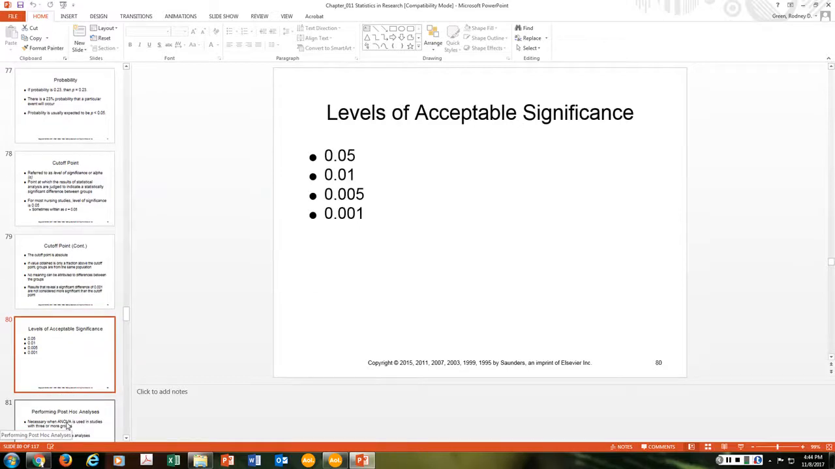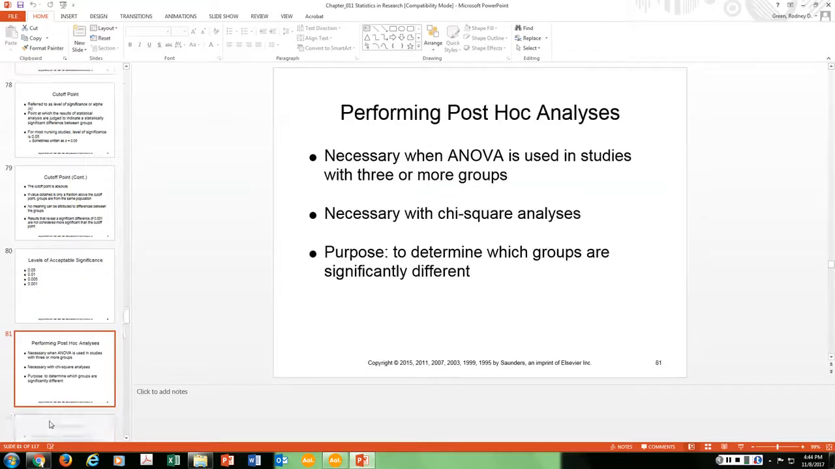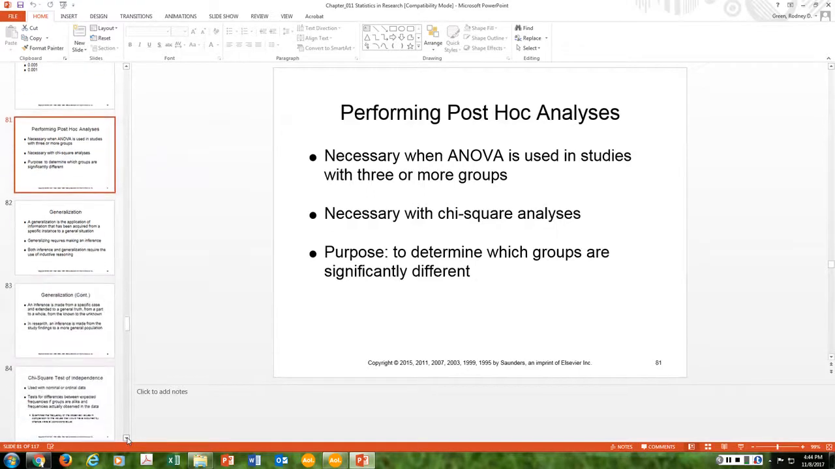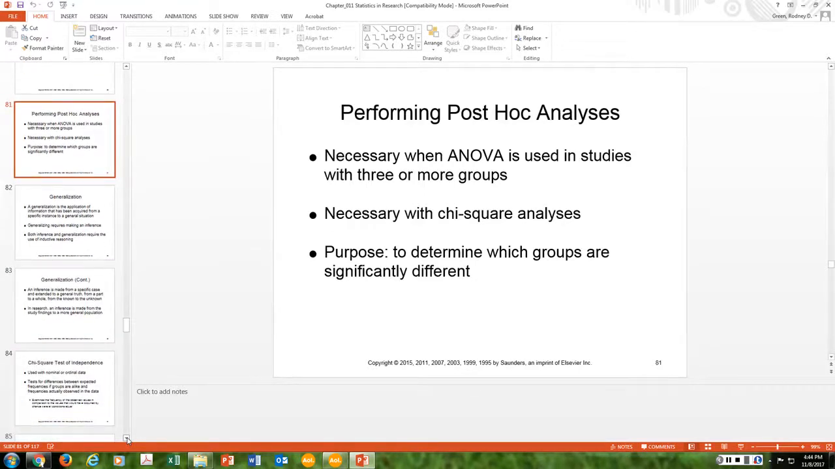So here are some levels of acceptable significance. Most of the studies that I have read and am familiar with are 0.05 or 0.01 for nursing studies. Now we are getting into some statistical procedures that I'm not sure you had in your undergraduate statistics course, but we will go through them anyway.